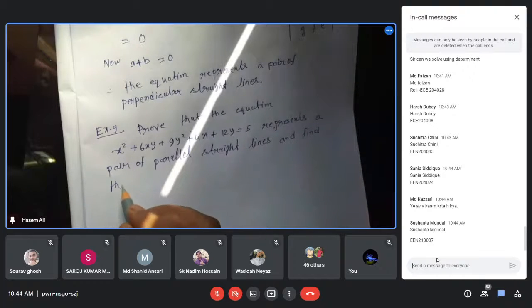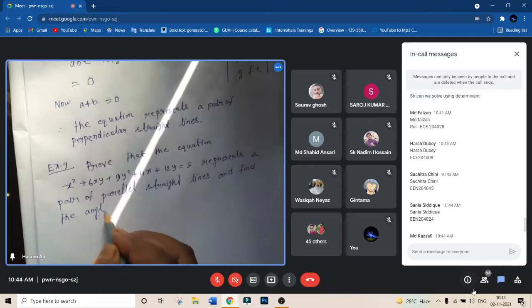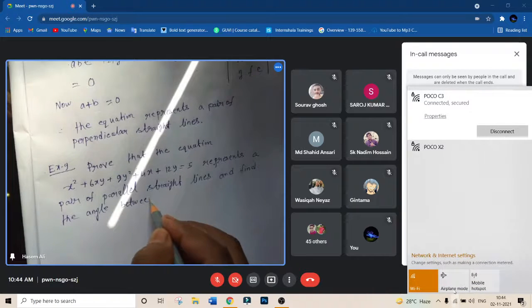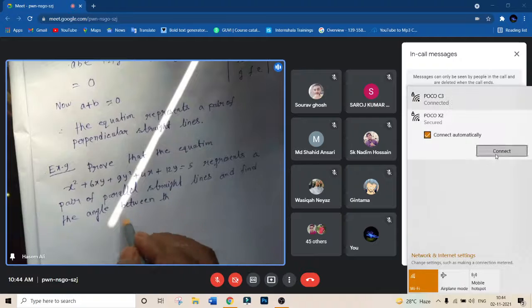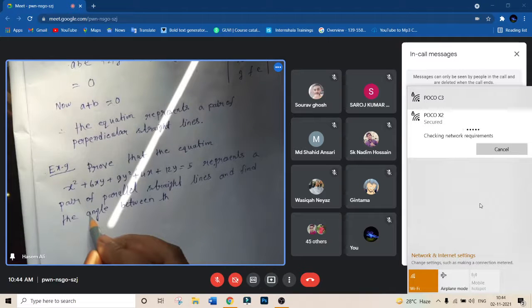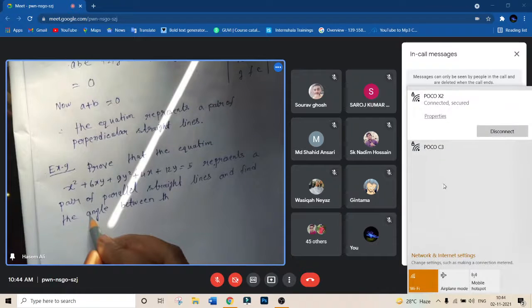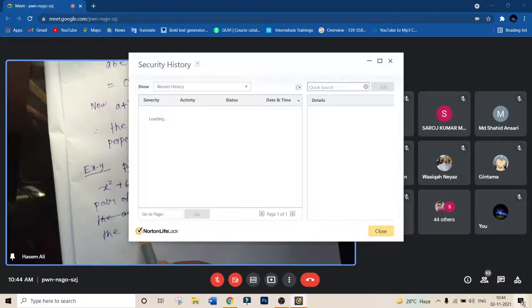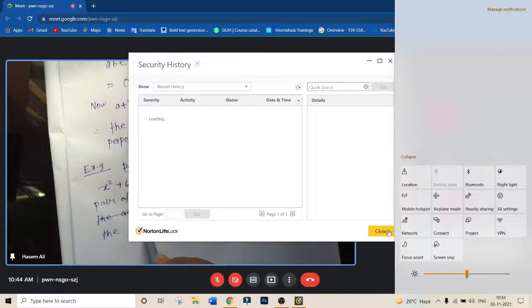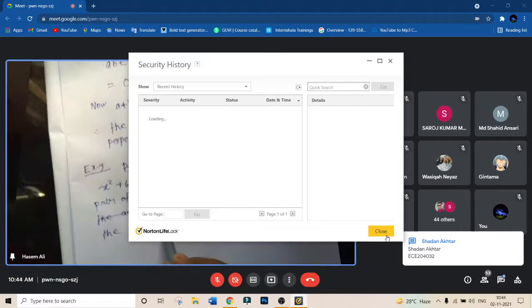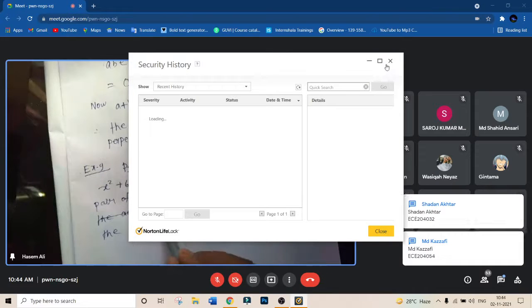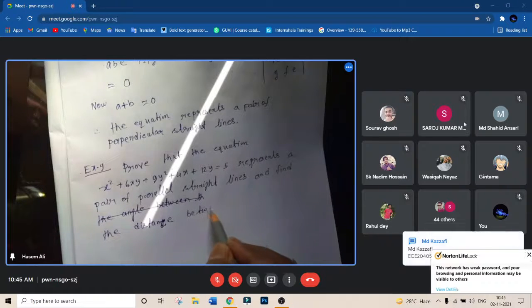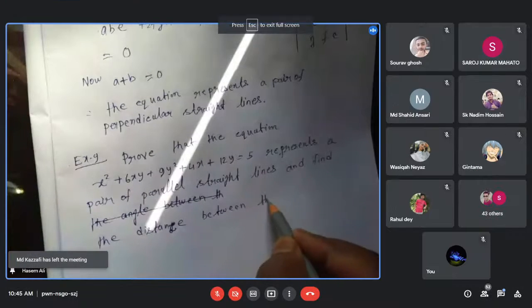And find the angle between them, then the angle is 0 degree. Find the distance between them.